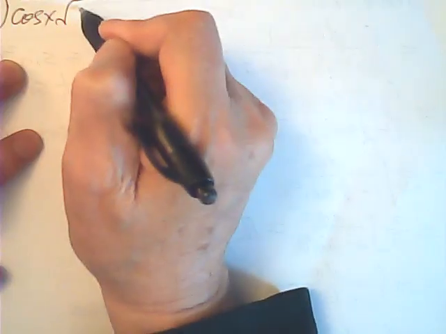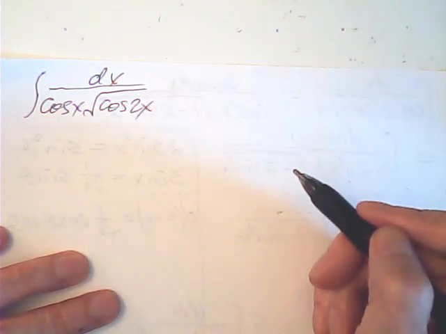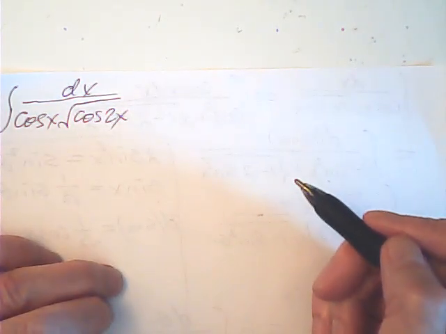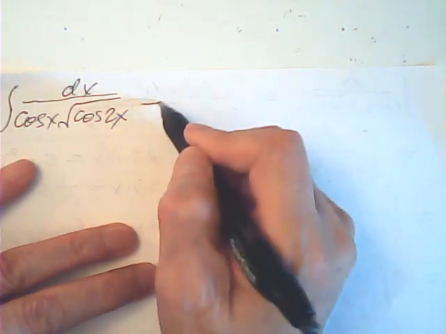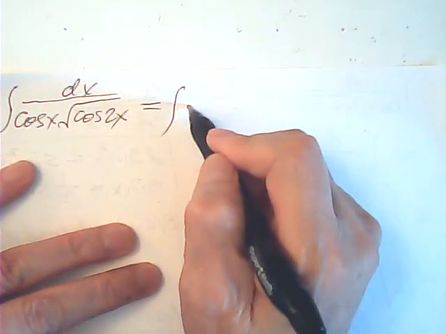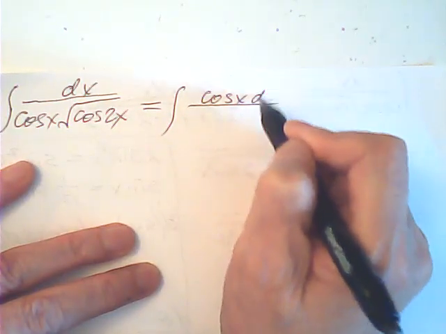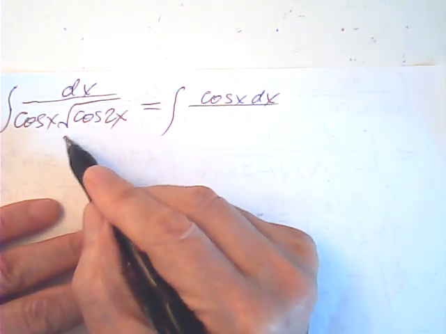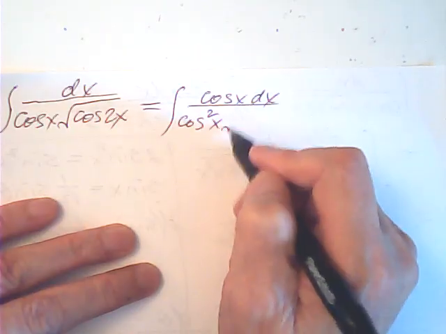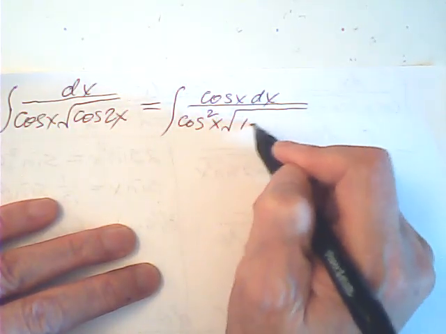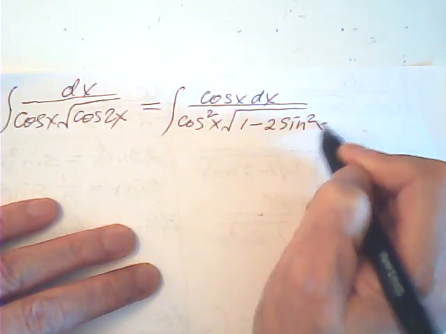Method 2, well, cosine x square root cosine 2x. Well, this is not a very easy integral. I multiply by cosine both top and the bottom. We're going to cosine x dx. This becomes a cosine square. This becomes a 1 minus 2 sine square x.